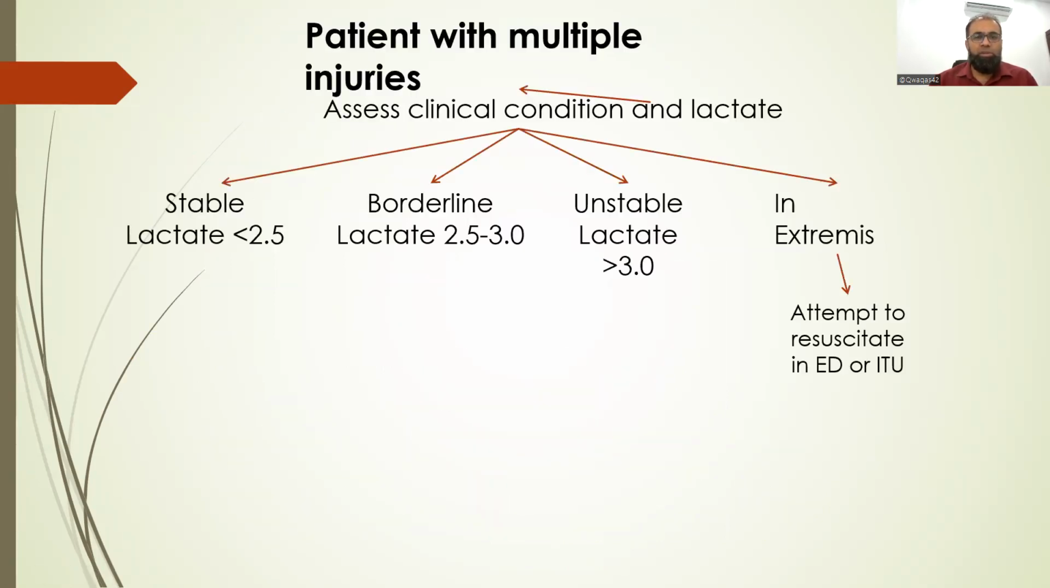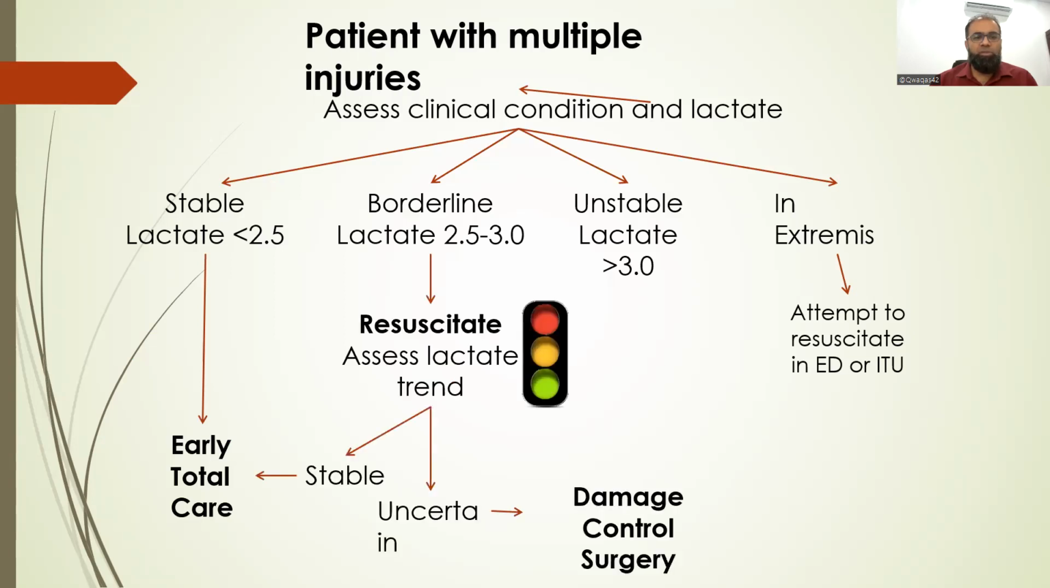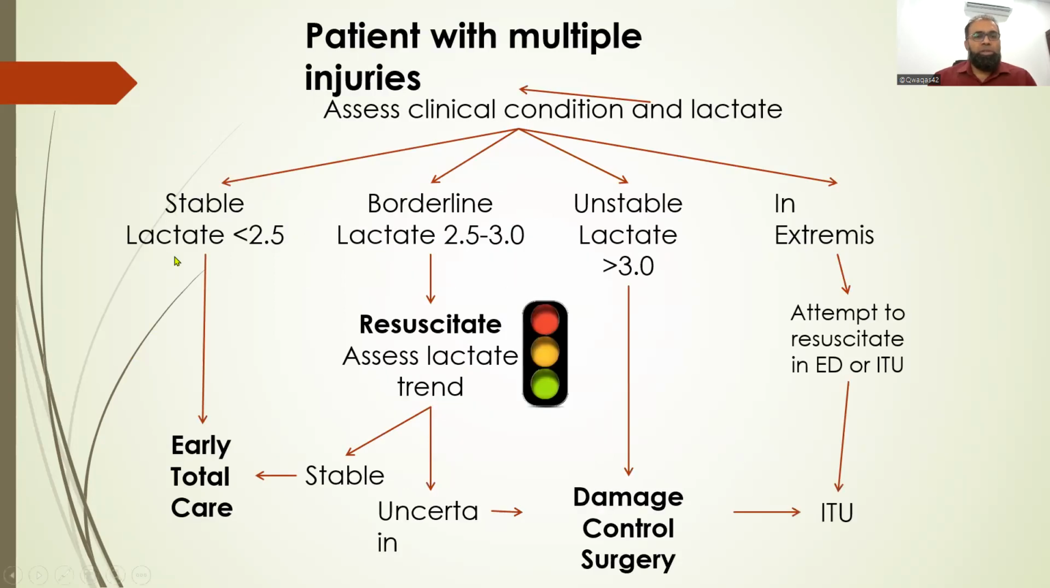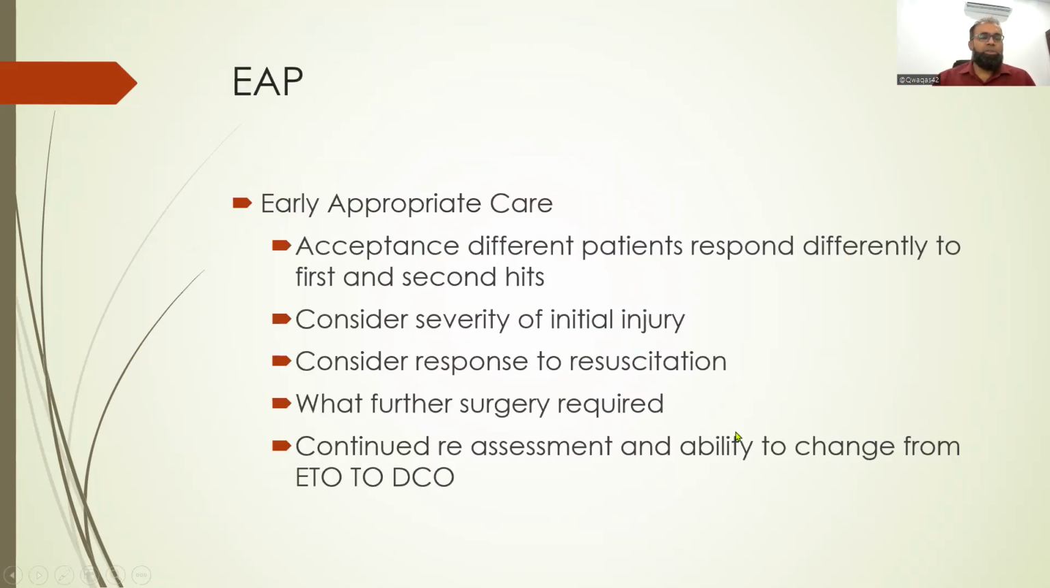So this is a table showing the things that I have told you. See, stable patient, lactate less than 2.5, early total care. Borderline, you resuscitate, and then you assess the lactate and you see whether the patient is stable or not. Then, if stable, go for early total care. Unstable, then damage control. Lactate guarantees damage control. So this is a term, early appropriate care: you see the patient, stabilize him, and then do the surgeries accordingly.